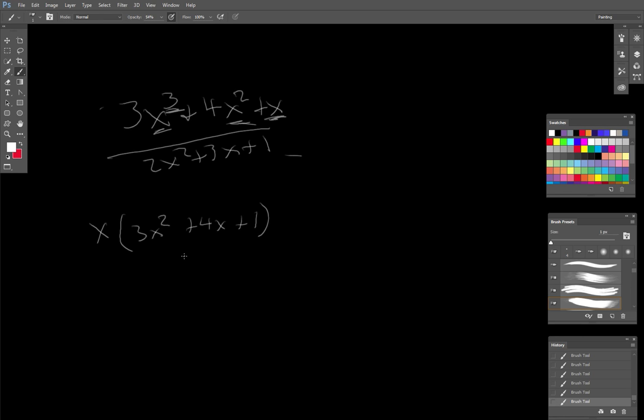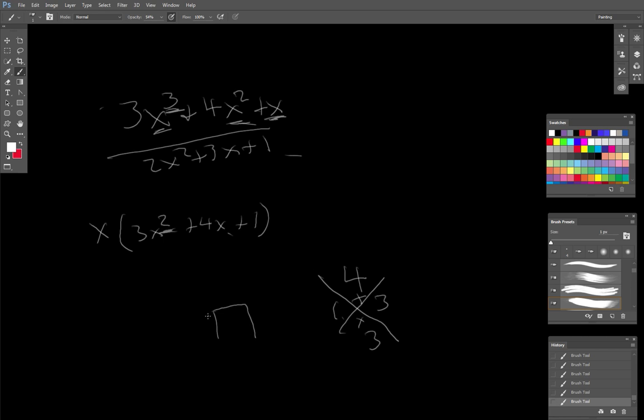Okay, next bit we're going to do is factor out the square one. So this is, the b is a 4, which we're trying to add to. We're trying to multiply to a times c, which is going to be a 3. Well, we can add 4 and multiply to 3. That would probably be a 1 and a 3. 1 times 3 equals 3. 1 plus 3 equals 4. So that works. Next thing we need to do is to create the little box.